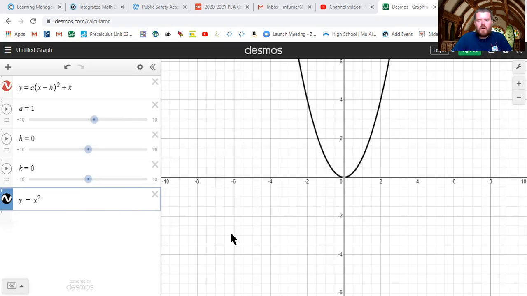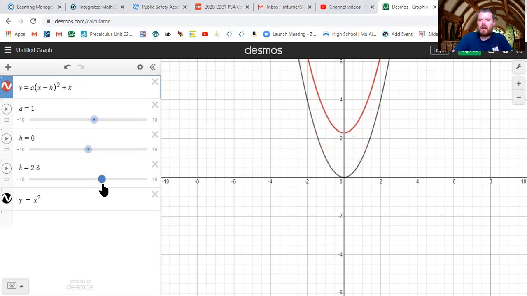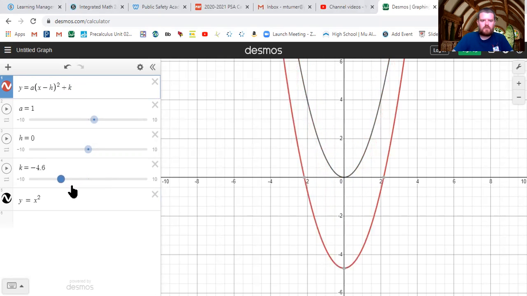So here we're starting out with y equals x squared. That's your parent function. Remember, parent functions are like the simplest function you can have in that family. So it's y equals x squared. If I want to move this graph up and down, I'm going to change the k value. So increasing k will move the graph up, and decreasing k will move it down.